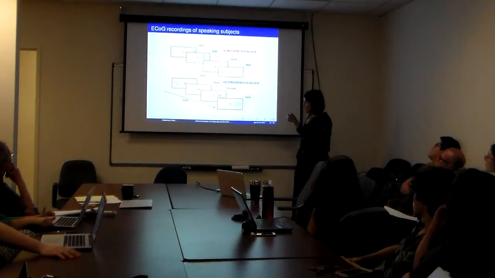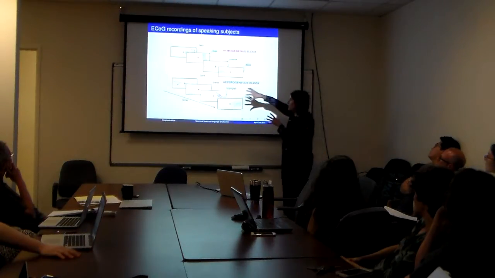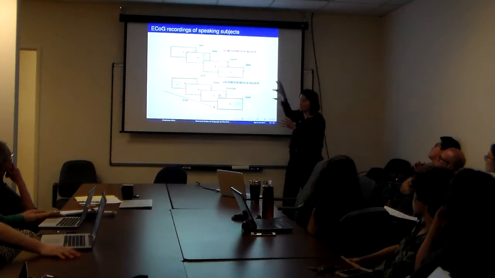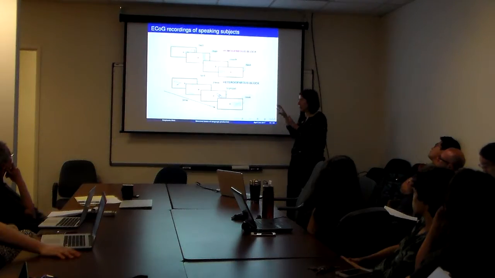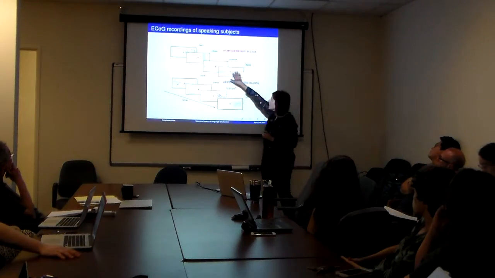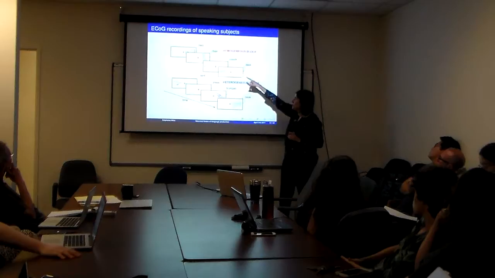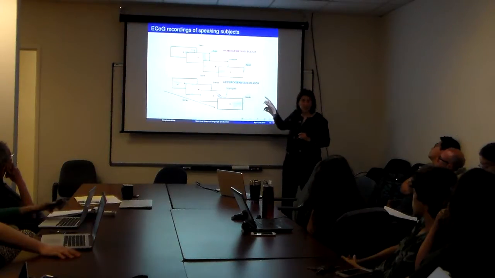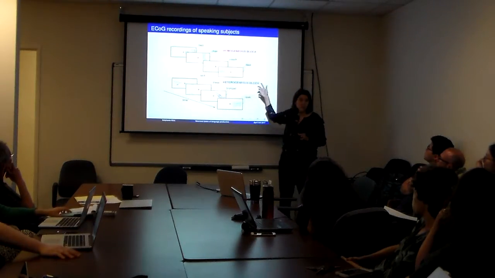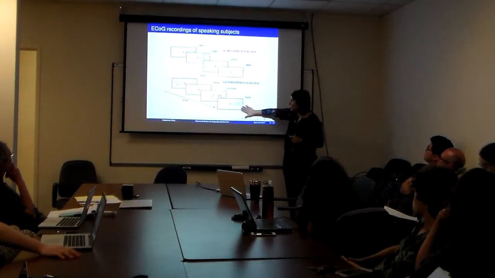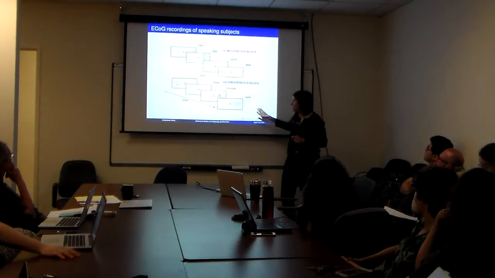What was manipulated is the semantic relationship between the different pictures in the different blocks, right? So here on the top row, you see all the pictures are from the same semantic category, right? They're all furniture items. Whereas on the bottom row, they're all from different semantic categories.